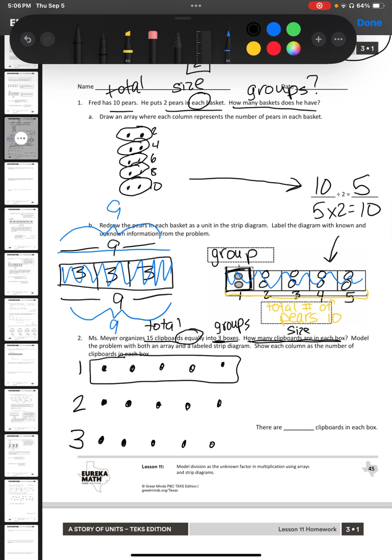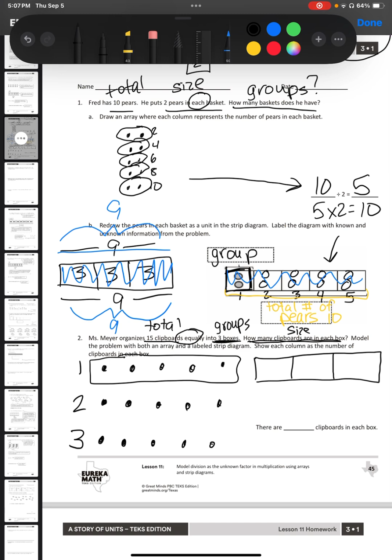Now let's draw the strip diagram that represents this. You'll start with a long rectangle. We need to divide the rectangle into our number of groups. There are 3 groups because it says there are 3 boxes. Anytime you have a certain number of groups that you need to get, you draw vertical lines, but draw one less vertical line than the number of groups you need. So if we need 3 groups, I'm going to draw 2 vertical lines.